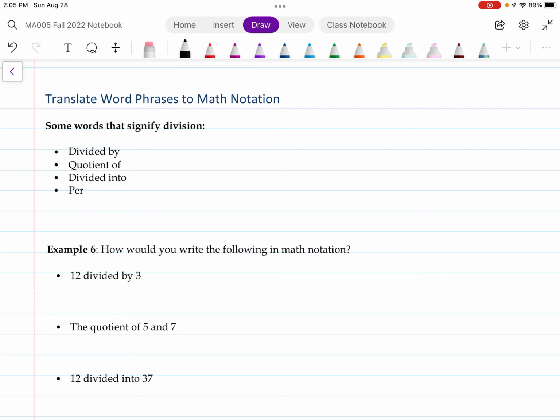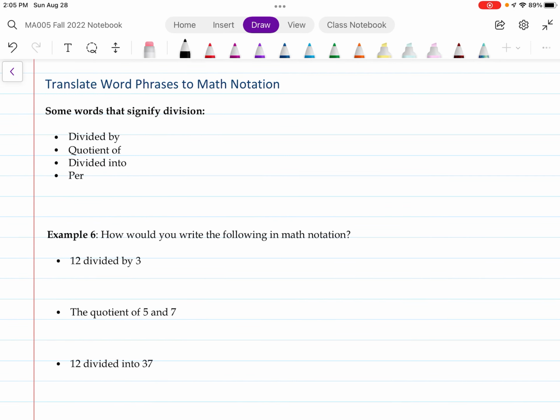I don't know if you can hear that, but okay, so the last thing we're going to work on here is translating word phrases into math notation. So things that signify division: divided by, of course. Quotient of, we've already talked about. Divided into, you take the numbers and you switch them, right? Divided into and divided by are opposite of each other. You'll also see the word per. Per is like there are 25 birds per every 2 trees outside my window, right? So per is division, 25 divided by 2 to find how many birds are in every tree.